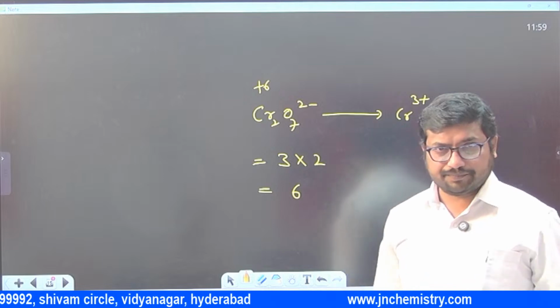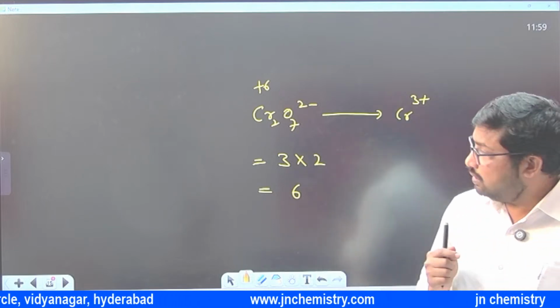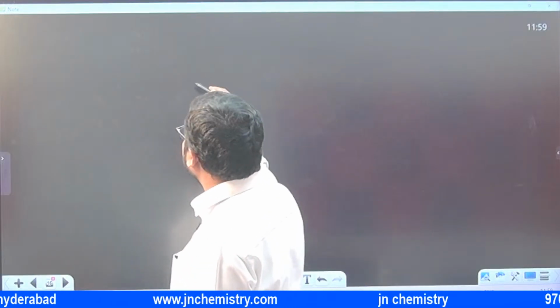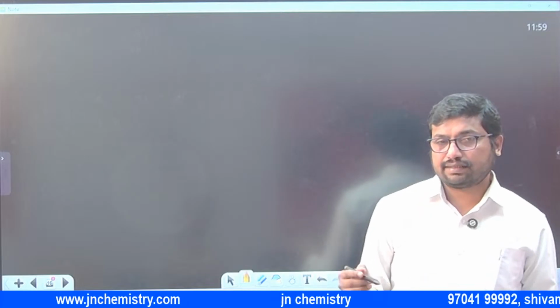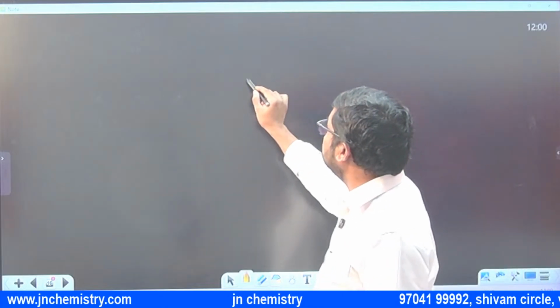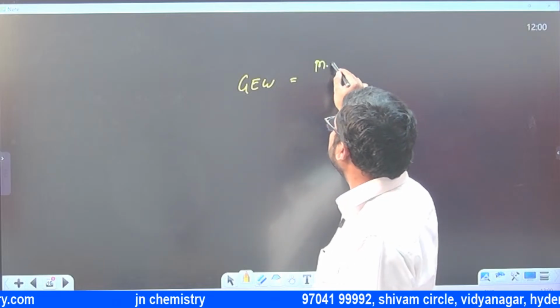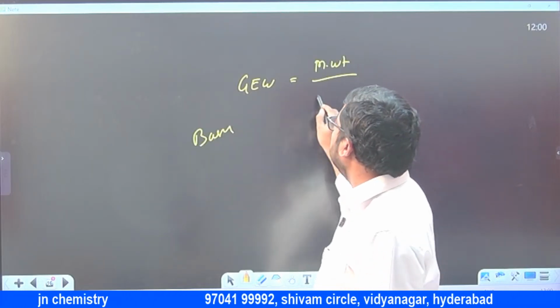So in general, for bases, the equivalent weight or n factor is the molecular weight divided by acidity.